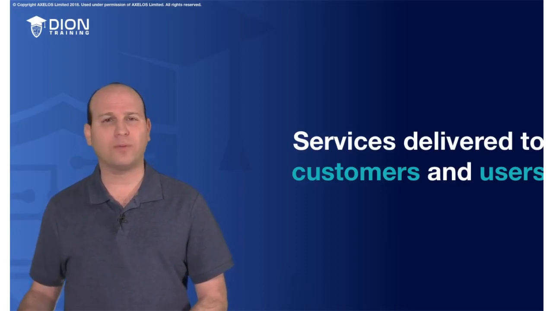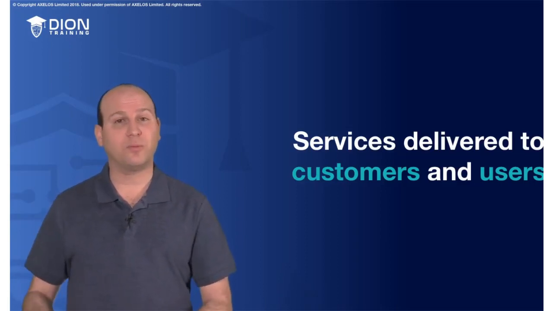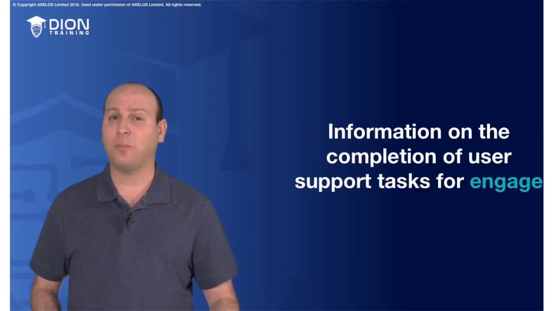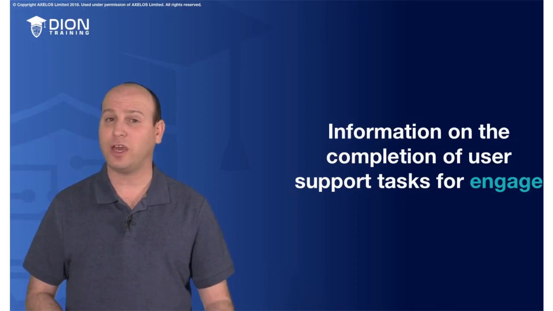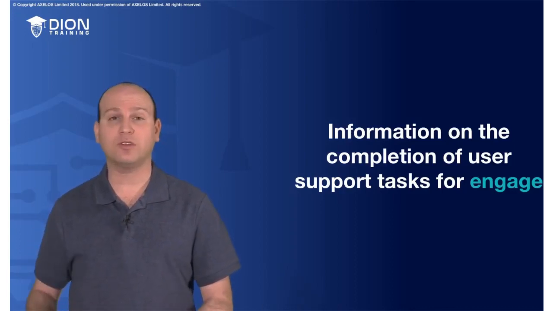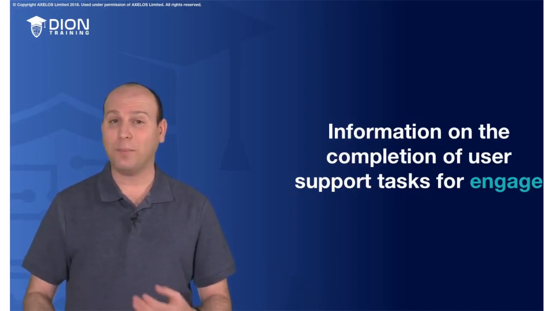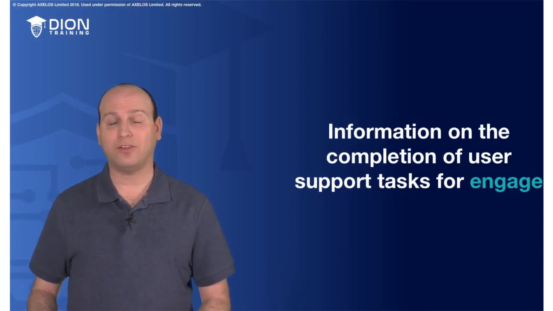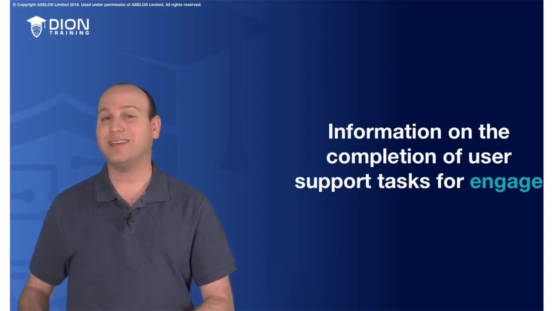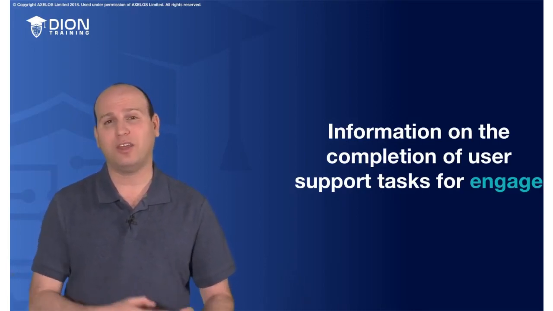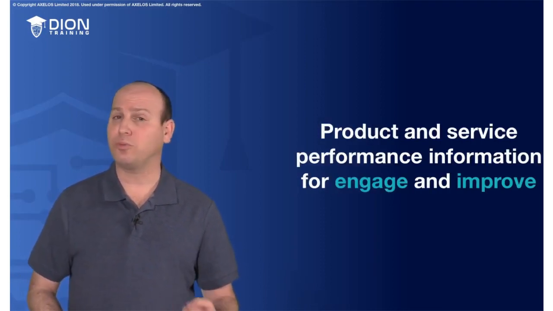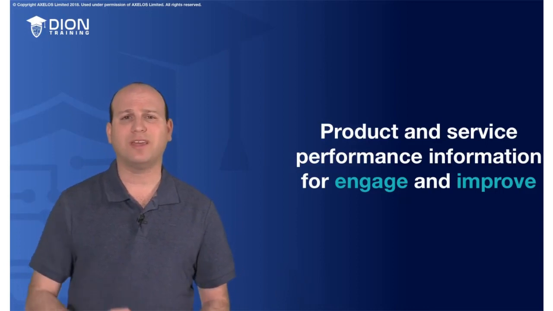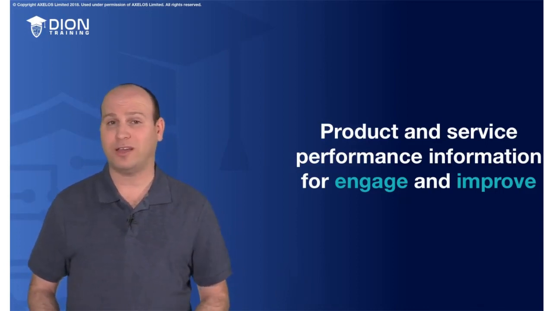When you go to the website, you're in the deliver and support activity because you're taking advantage of the delivery. You're also going to get the outputs of information on the completion of user support tasks for Engage. So if you have a problem and you submitted a support ticket, at some point you're going to get a result coming back to you through the Engage process that says your ticket has been solved and here was the resolution. Another thing you're going to get is product and service performance information that comes out of Engage and Improve as those value chain activities.